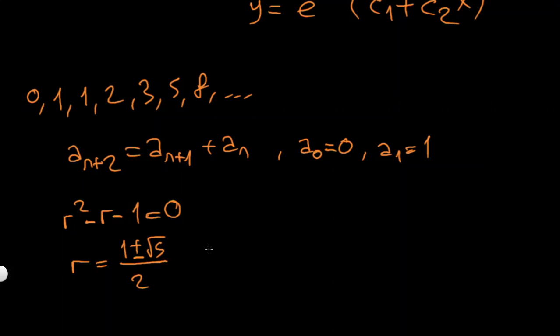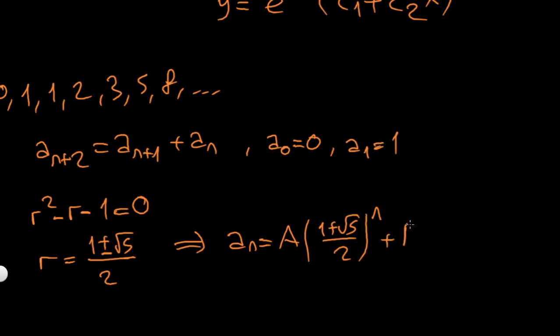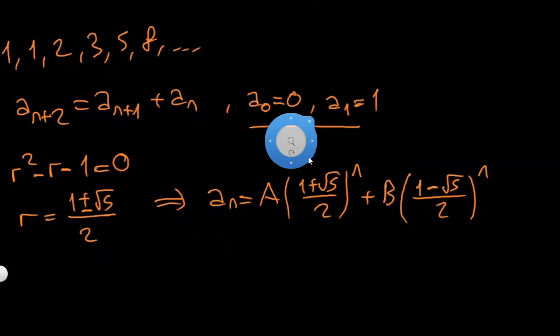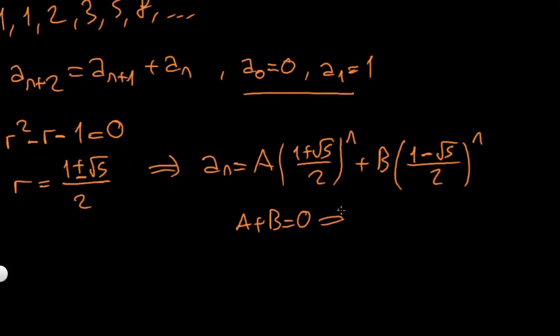And so I can say my general solution of a_n is going to be a times a constant, the first root, 1 plus square root of 5 over 2, to the power of n, and plus b times my second root, 1 minus square root of 5 over 2, to the n. And I also have these initial values, so I can solve it for a and b. So if I put n equal to 0, these things are just going to make 1. So a plus b is equal to 0. So I know that a is equal to minus b.